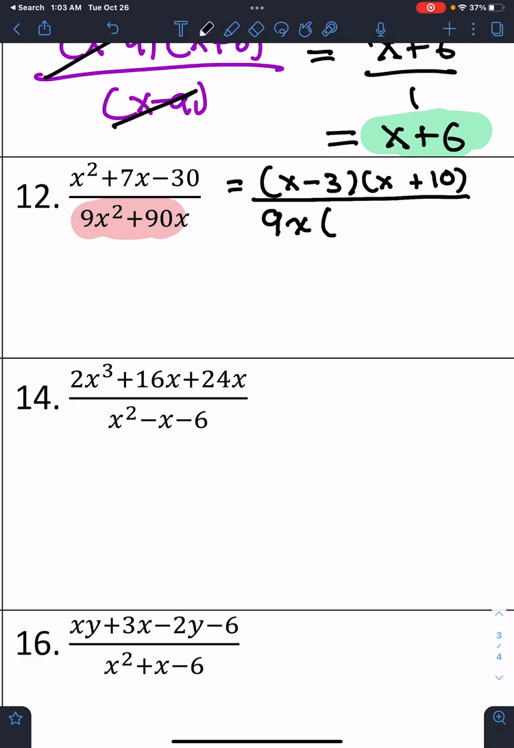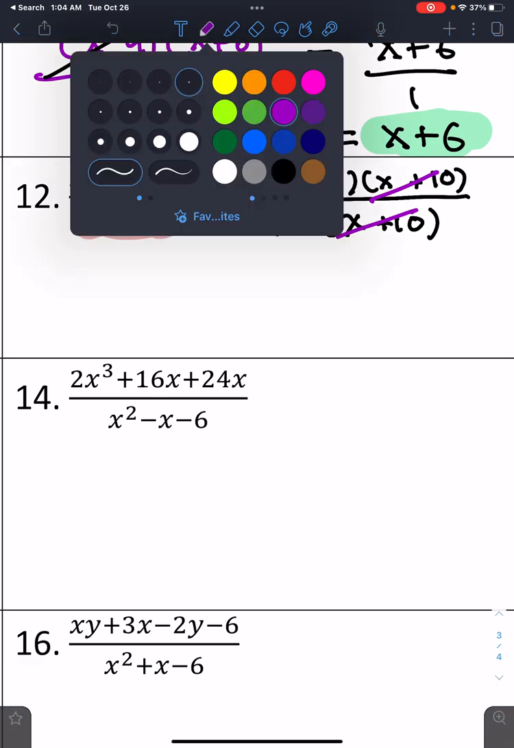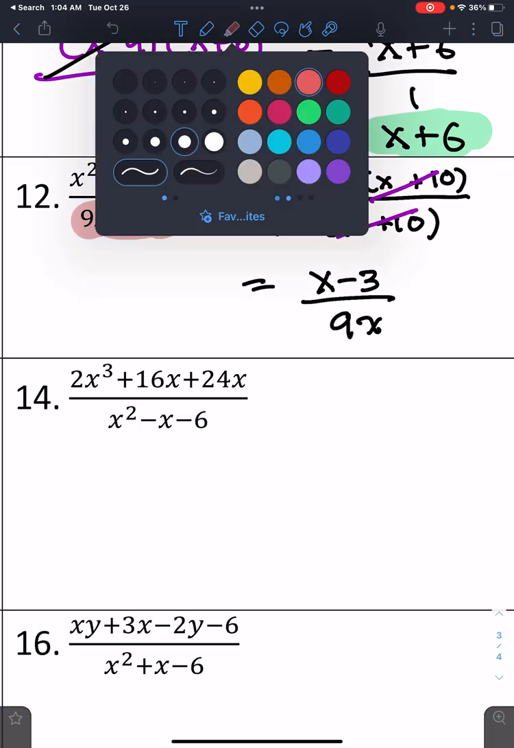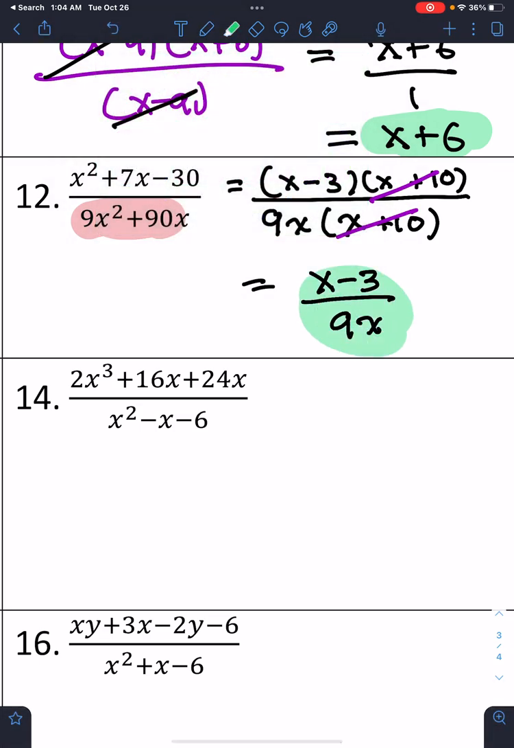9x times what gives me 9x squared? That's just x. And 9x times what gives me 90x? That's just 10. And as you can see here, the x plus 10 divides that really nicely, and you end up with x minus 3 over 9x. And then I'm finished.